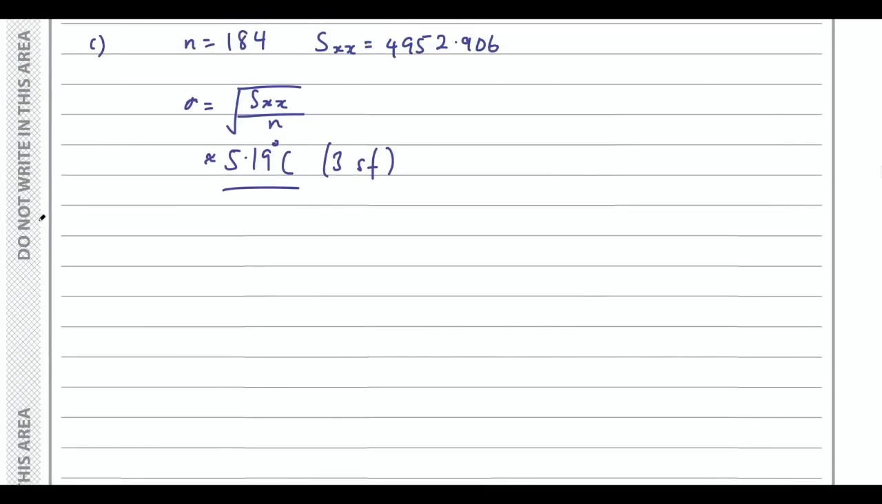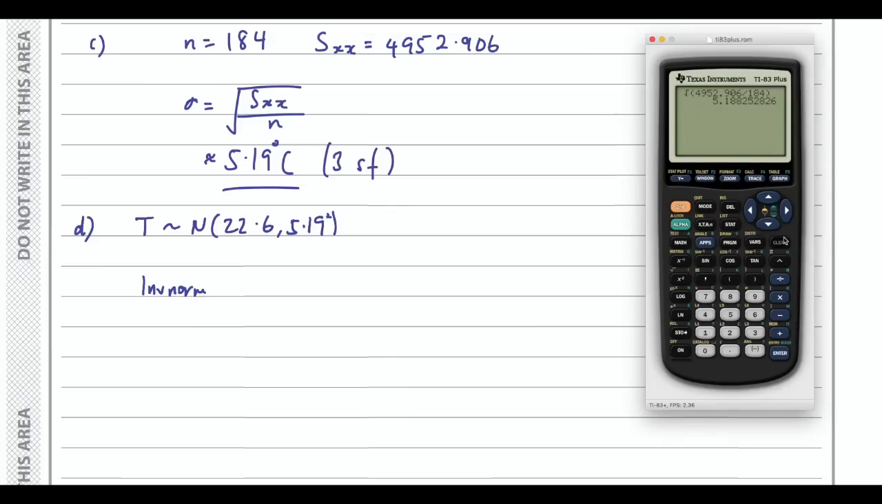So for D, we are told the temperatures can be modeled by a normal distribution with mean 22.6 and standard deviation 5.19, and we want the range of temperatures between the 10th and 90th percentiles. So for this, to work out the temperature at the 90th percentile, we can use our calculators. Now you can do this using z-scores and working it out kind of manually, but why not use our calculators, save our brain power for gaming and other important things.